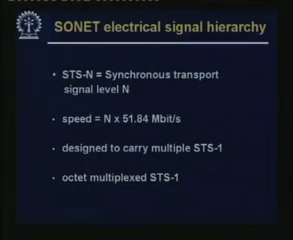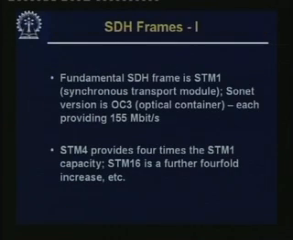And this rate goes up to STS-N, that is synchronous transport signal level N. This has a speed of N times 51.84 megabits per second, designed to carry multiple STS-1. And as I mentioned, these are byte multiplexed STS-1, that means one byte from one source, another byte from another source and so on.